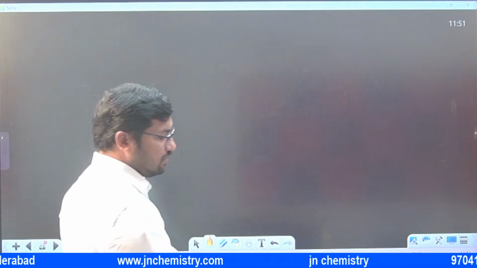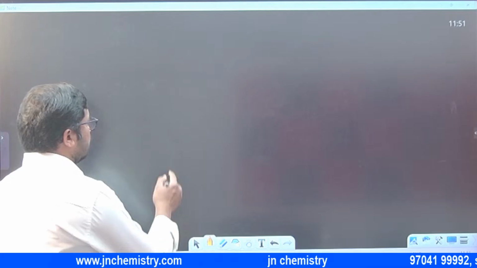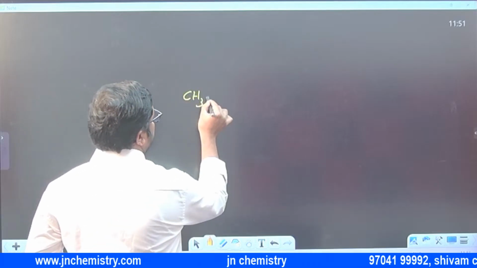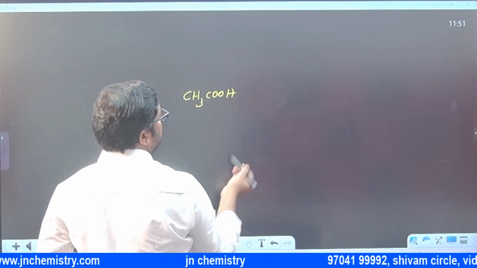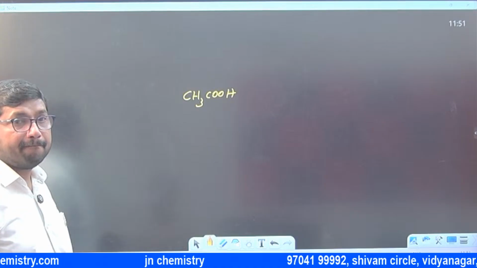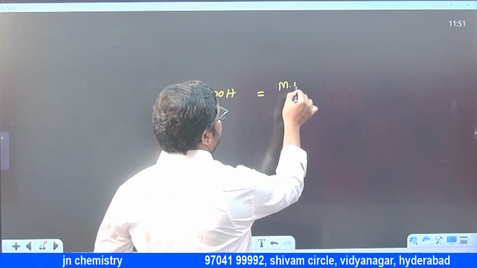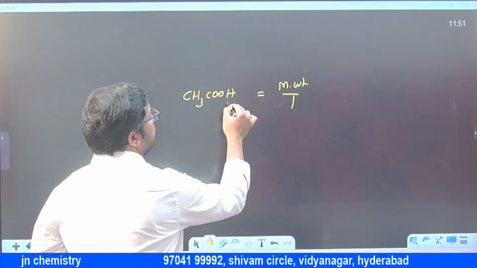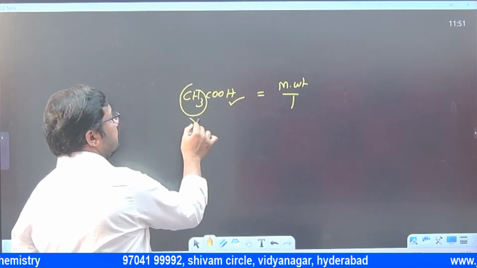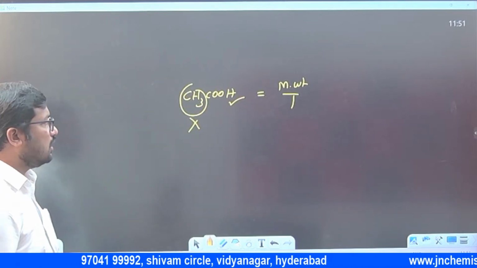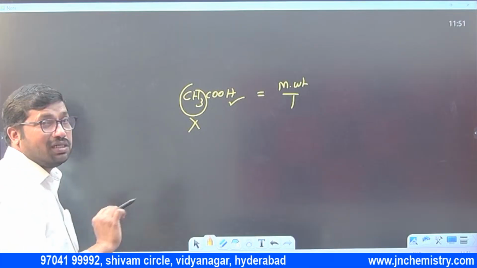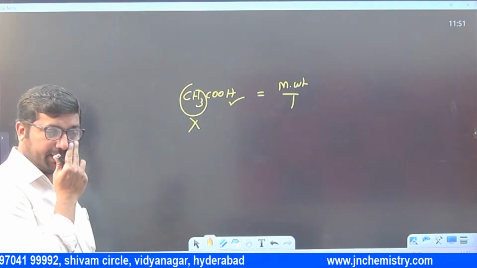Yes, done. Next, for example CH3COOH: one. So only this hydrogen we can replace, not these hydrogens. The carbon hydrogens are not that acidic because of almost similar electronegativity.